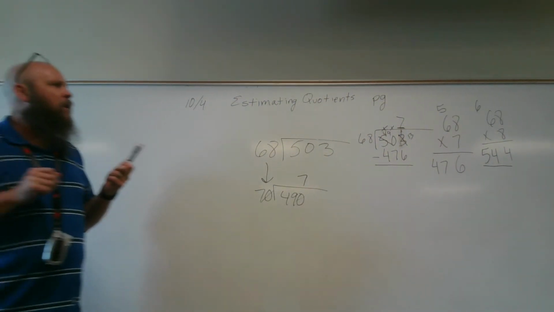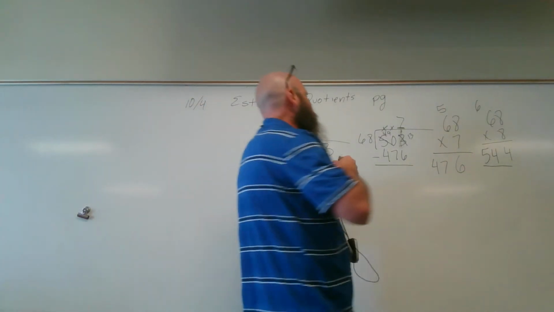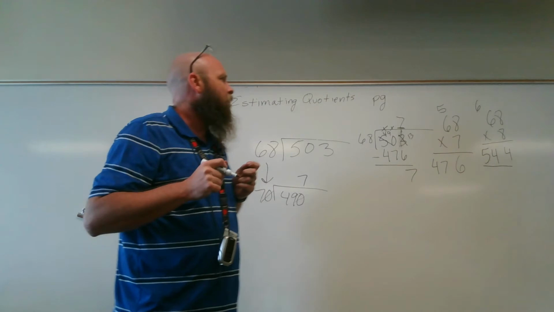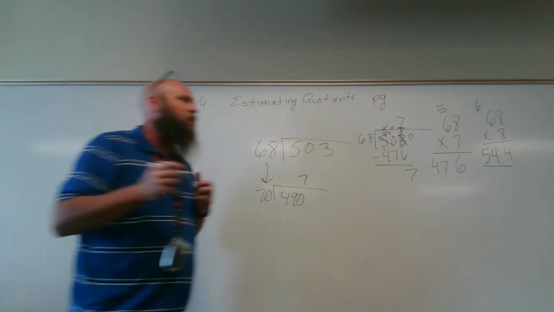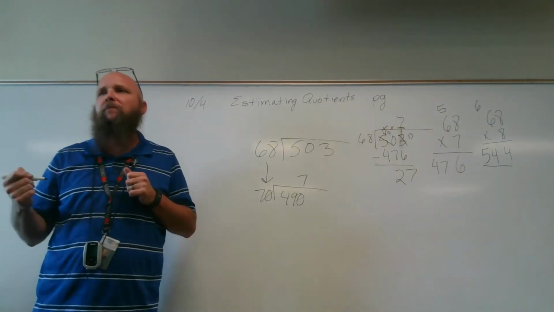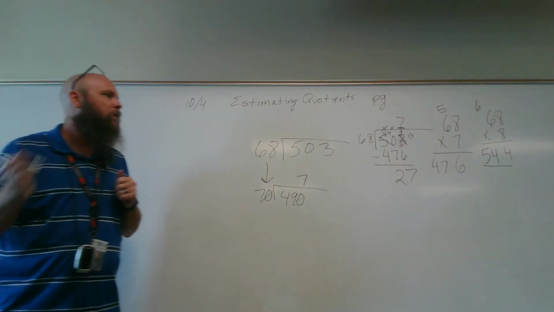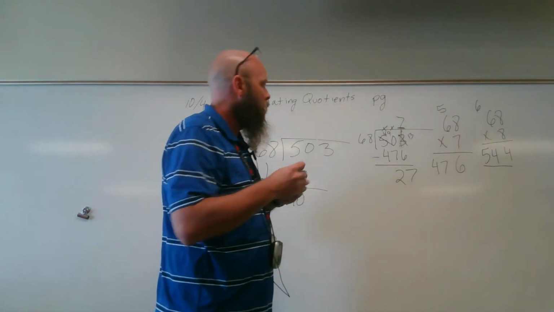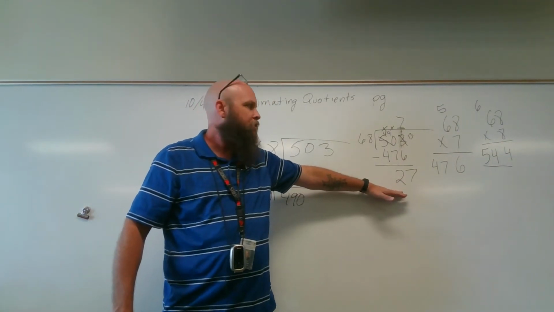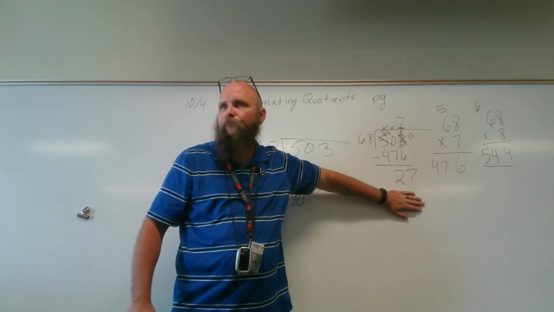All right, so now 13 minus 6 is what, class? 7. 9 subtract 7, I'm sorry, that was my bad, 9 subtract 7 is 2. And 4 subtract 4 is 0. So now I have 27 down here. So is this going to work?